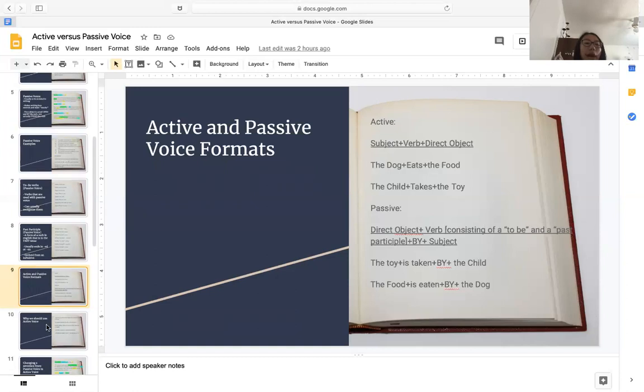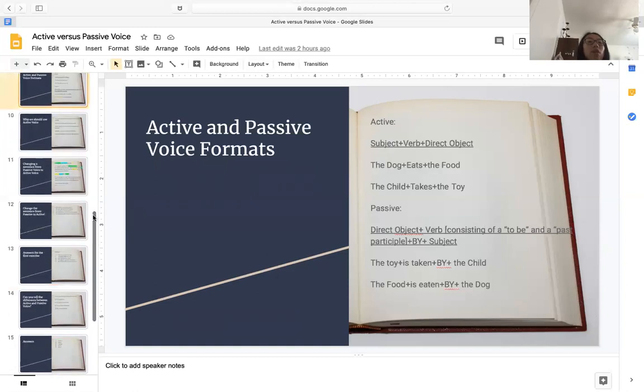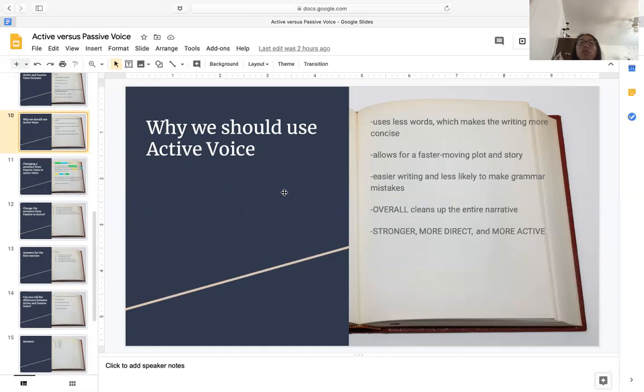Now let's go over why active voice is actually better. First, it uses fewer words, which makes the writing more concise, flows better, and more clear. And because we use fewer words, it allows for a faster moving essay, plot, and story. Also, it's generally easier on the writer, which makes for easy writing, and overall less likely to make grammar mistakes. Overall, it cleans up the entire narrative, and it's stronger, more direct, and more active.